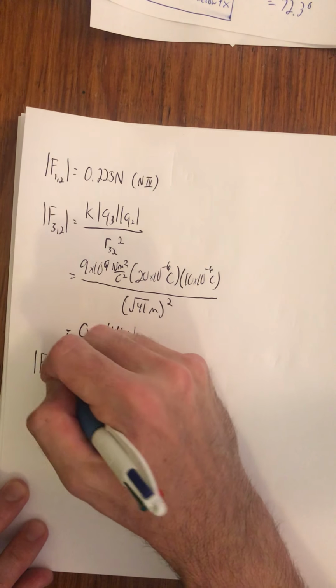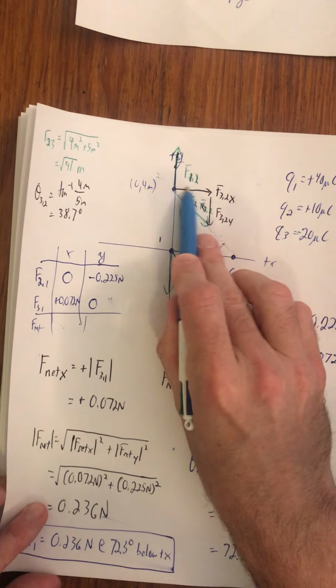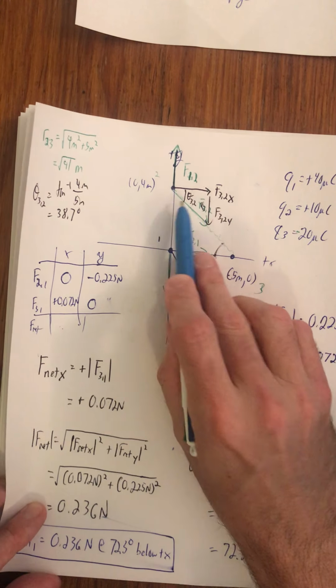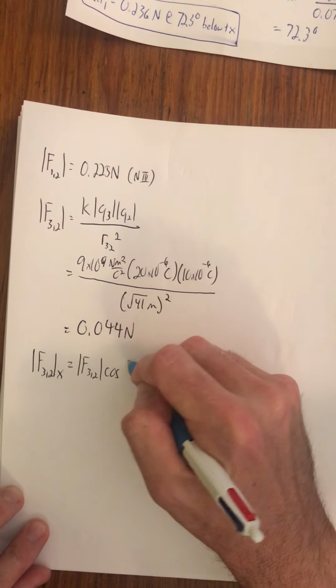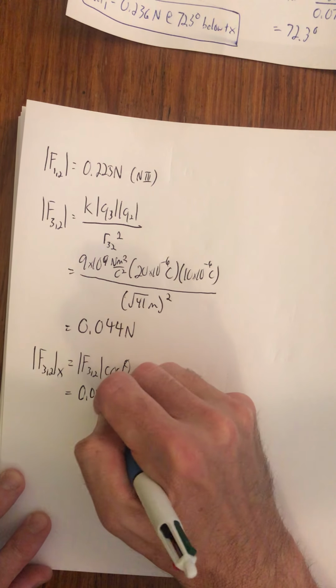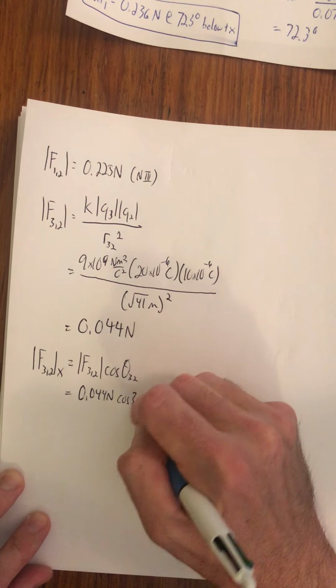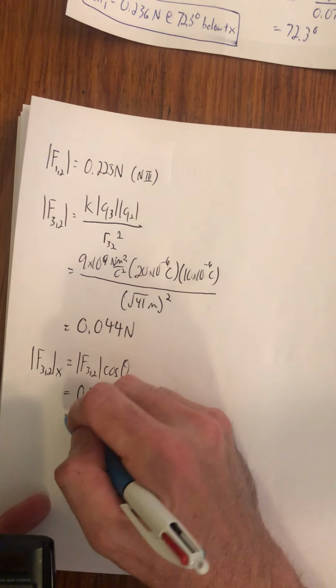Now the next thing I'm going to want to do is find out what the components are. So F3 on 2x is equal to, well, looking at that, F3 on 2 is on the adjacent side of this right triangle. So when you're on your adjacent side, remember you do the magnitude of the thing times cosine of the reference angle. 0.44 newtons, cosine of, what is that again, 38.7 degrees. Okay, I just messed something up putting it in the calculator, times cosine of 38.7 degrees.